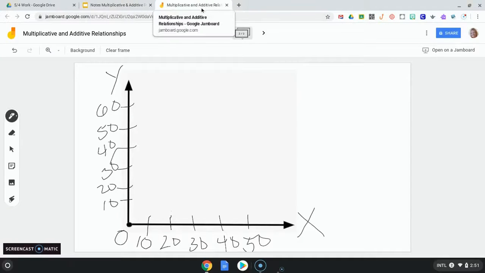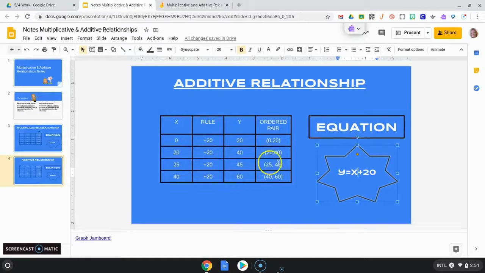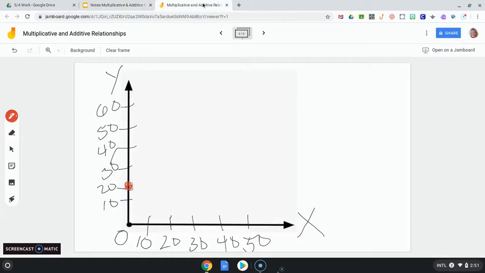Okay, so looking at our first table, our first ordered pair is 0, 20. So when x is 0, y is 20. So x being 0 means I don't go left or right. I'm just going to go up or down. I'm actually going to change the color to this one. Okay, so this is 20. That's 0, 20. The next one is 20, 40. So I'm going to go to the right to 20 and then up to 40.